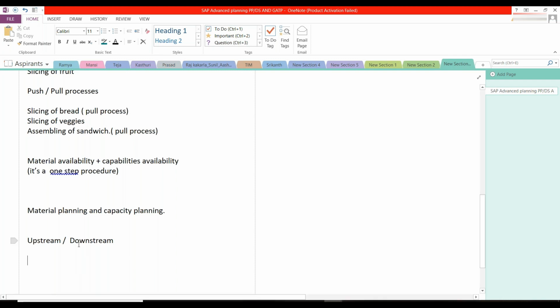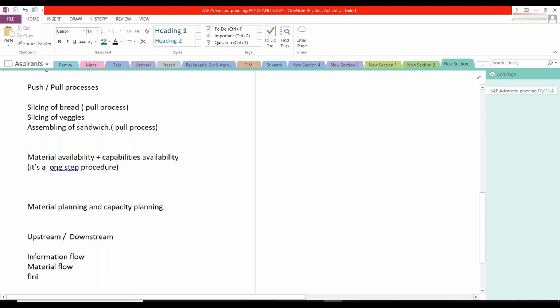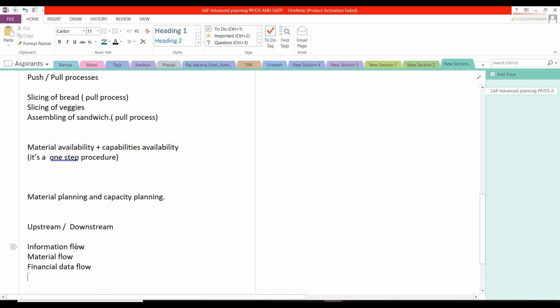Whether it's upstream or downstream, there are three important flows which we should be aware of: the information flow, the material flow, and the financial transactions flow, or financial data flow. Our advanced planning has a greater influence on two of these flows: the information flow, with a higher weightage, and then the material flow. We have different combinations depending on the scope the client wants to opt for.